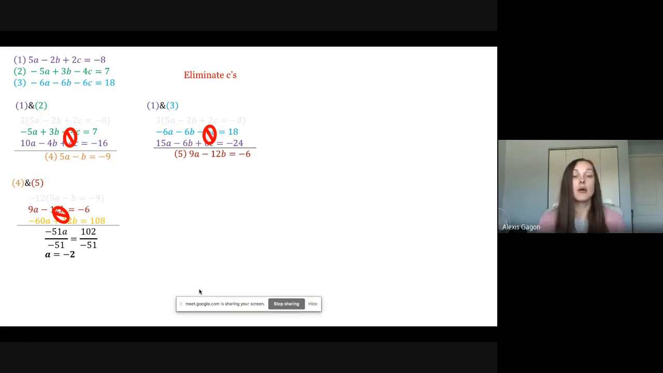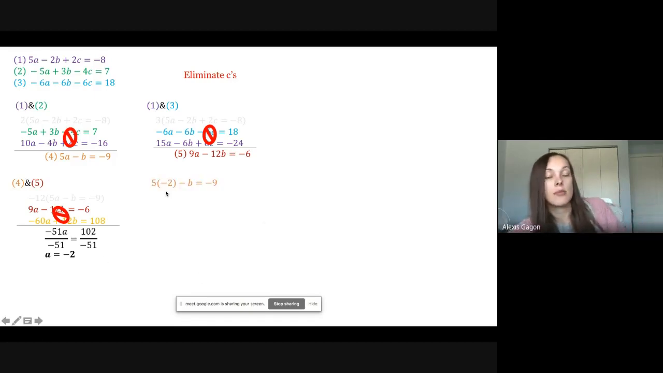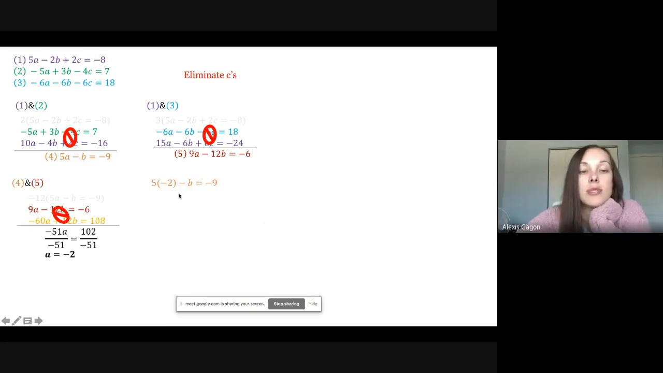Now we can take that, plug it into 4 or 5. 4 looks like an easier equation, so I'm going to plug it in there. So 5 times negative 2 minus b equals negative 9. Negative 10 minus b equals negative 9. Add the 10 over, so negative b equals 1, which means b equals negative 1.